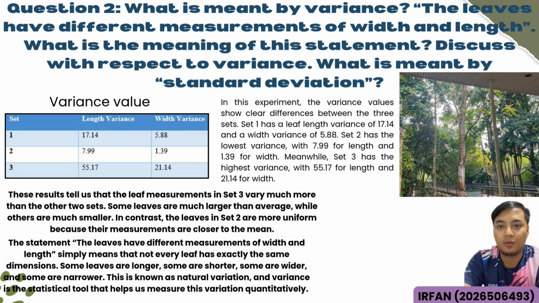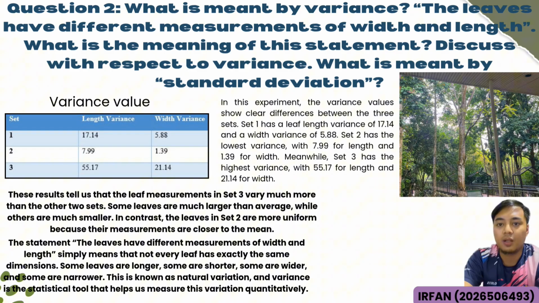Set 2 has the lowest variance with 7.99 for length and 1.39 for width. Meanwhile, Set 3 has the highest variance with 55.17 for length and 21.14 for width. This result tells us that the leaf measurements in Set 3 vary much more than the other two sets. Some leaves are much larger than average, while the others are much smaller. In contrast, the leaves in Set 2 are more uniform because their measurements are closer to the mean.